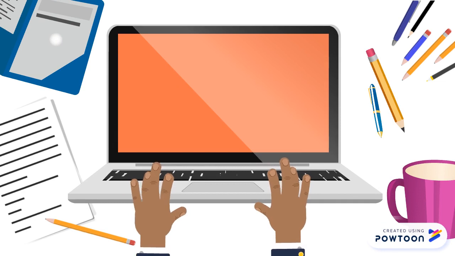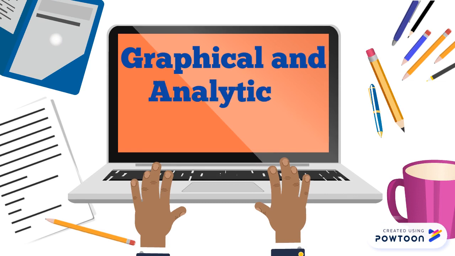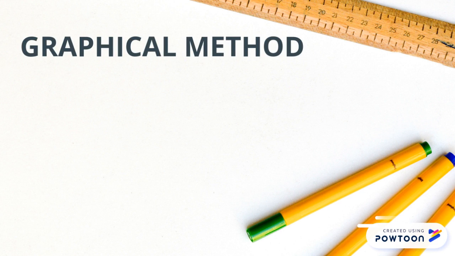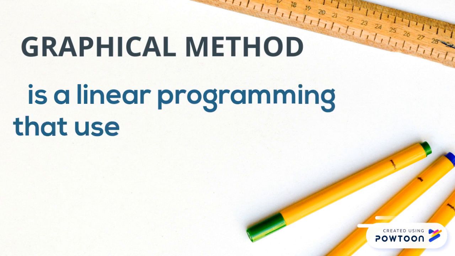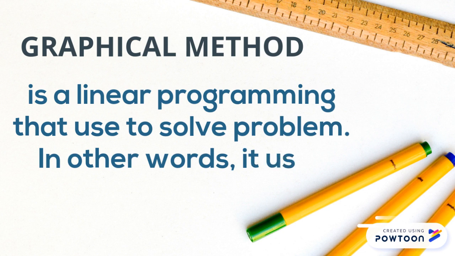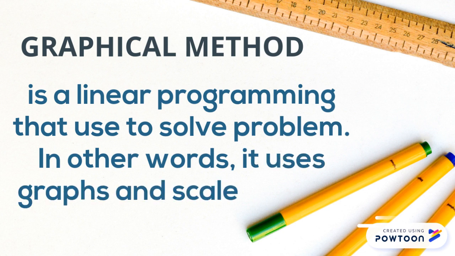In solving vectors, we have two different ways. The first one is graphical and the second one is analytical. So, let's go to the graphical method. First, we must know what the graphical method is. The graphical method is a linear programming approach used to solve problems. In other words, it uses graphs and scale to solve problems.